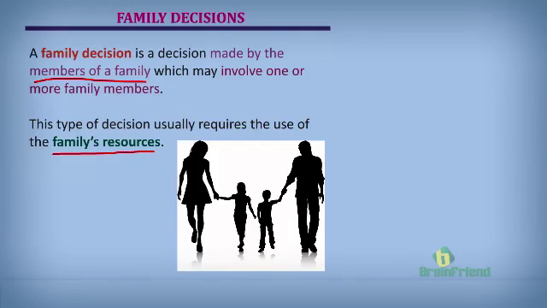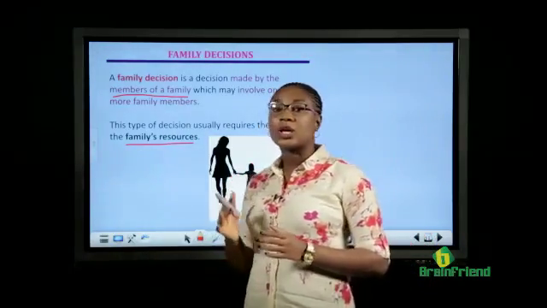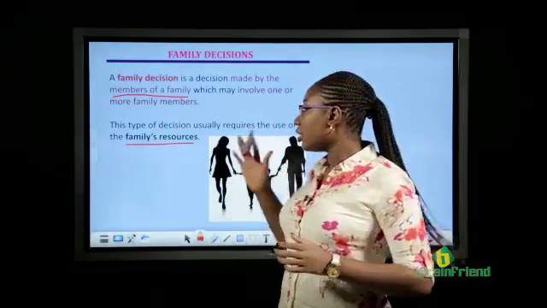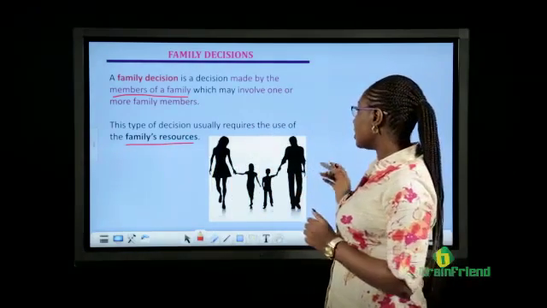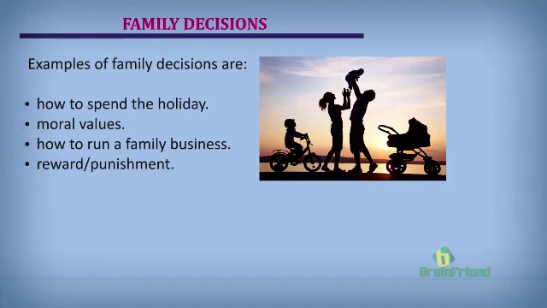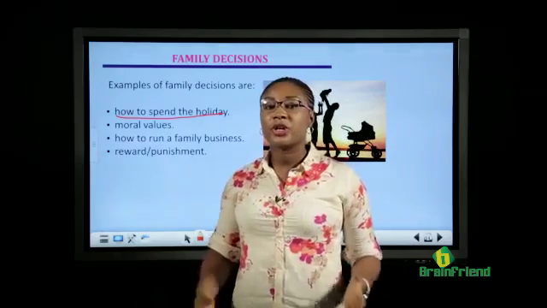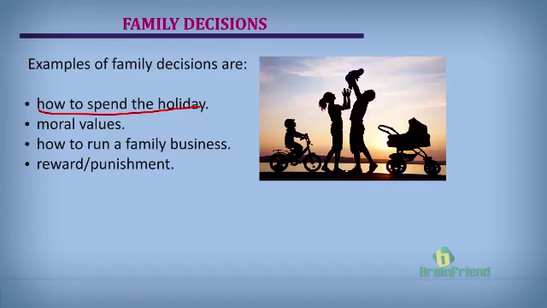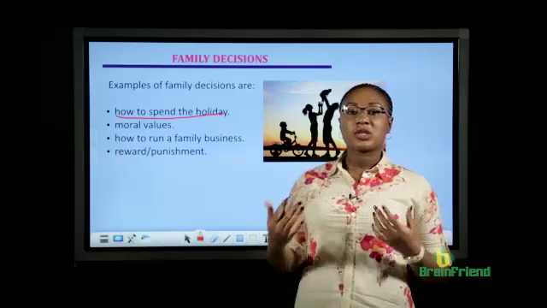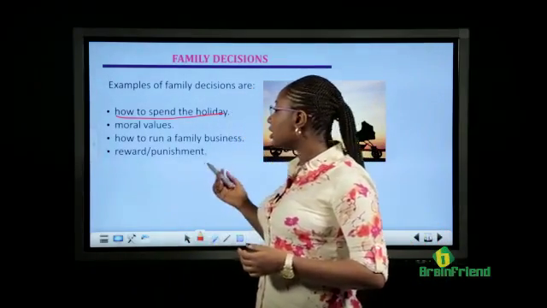So it's best the parents and older siblings sit and make good decisions that would help the family, since what they decide on would depend solely on their family resources. Now, there are different examples of family decisions. How to spend the holiday. You can decide with your family where you go for vacation, where you'd like to spend your break, either from school, first term break, second term break, and so on. The summer break also, you can decide with your family where you would like to spend your holiday.